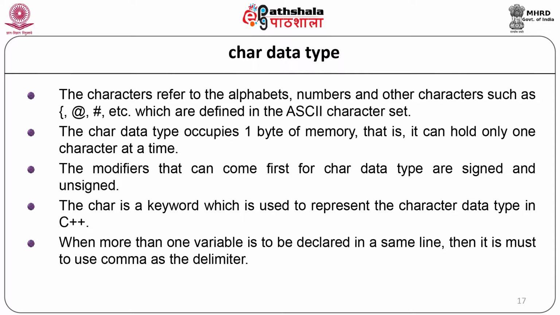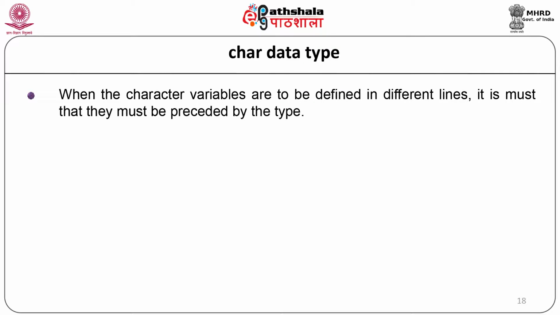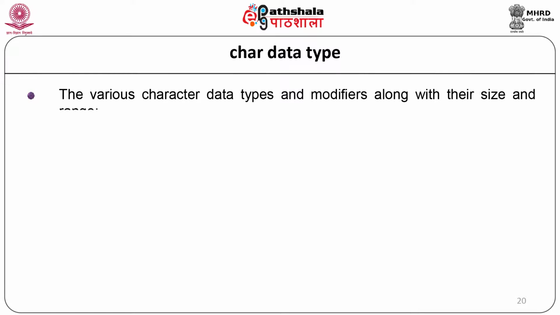When more than one variable is to be declared in the same line, then it is a must to use a comma as a delimiter. When the character variables are to be defined in different lines, the syntax is char space variable name semicolon. Example, char C1; char C2;. The various character data types and modifiers along with their size and range are represented in the following table.